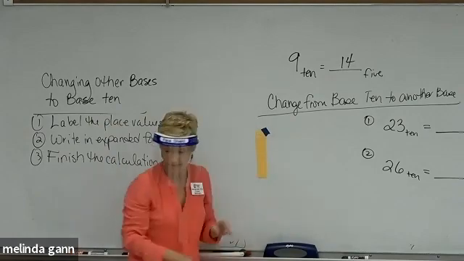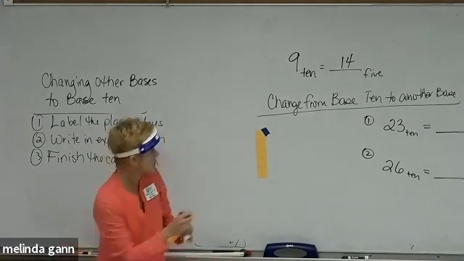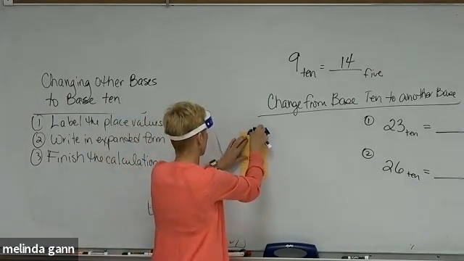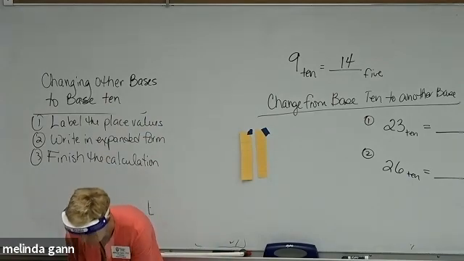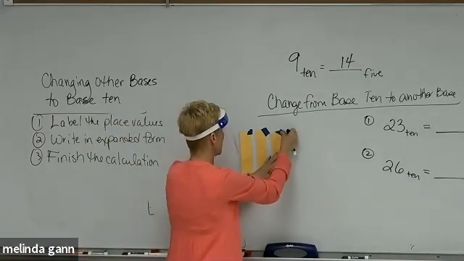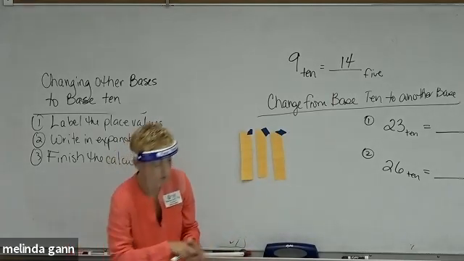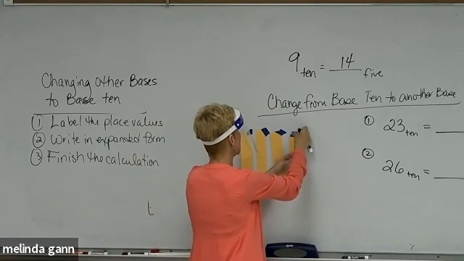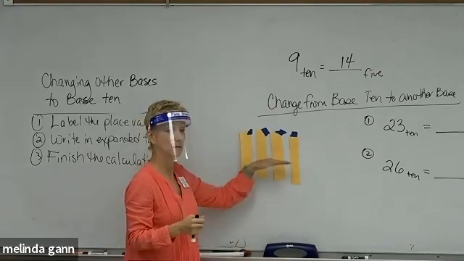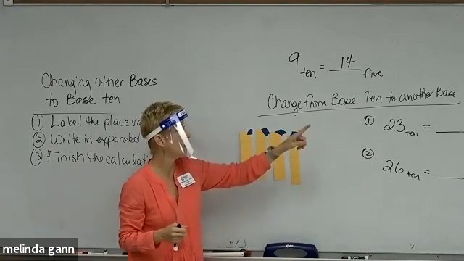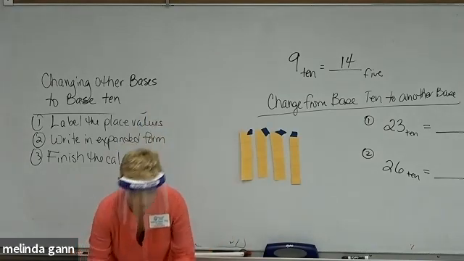That's a 5. Here's another 5. Here's another 5. Here's another 5. How many have I used up already? That's 4 rods. How many is that already? 20. I need 3 more. So what do I need now? 3 little ones.